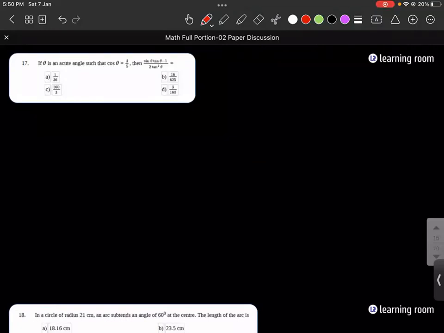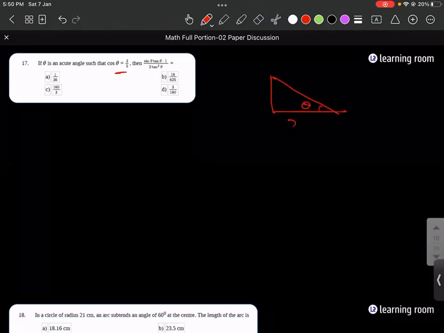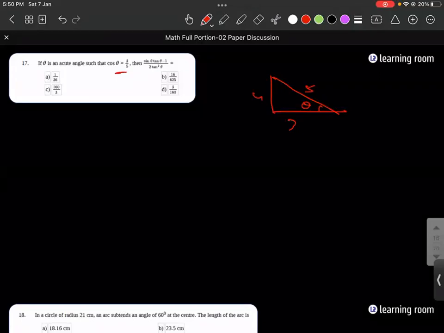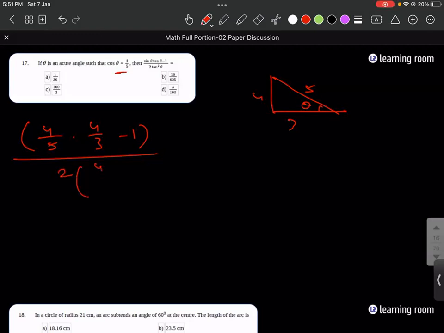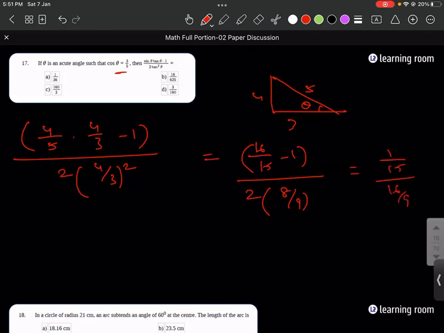If theta is acute angle such that cos theta is equal to 3/5, sin theta into tan theta minus 1 divided by 2 tan square theta. See, if cos theta is 3/5, this is theta, this is 3, this is 5, this will be 4. So sin theta is 4/5, tan theta is 4/3, minus 1, the whole divided by 2 times tan square theta, that is 4/3 the whole square. So it is 16/15 minus 1 divided by 2 into 8/9. So it is 1 divided by 15 divided by 16/9.